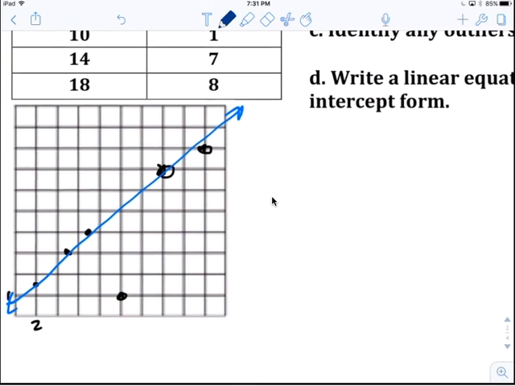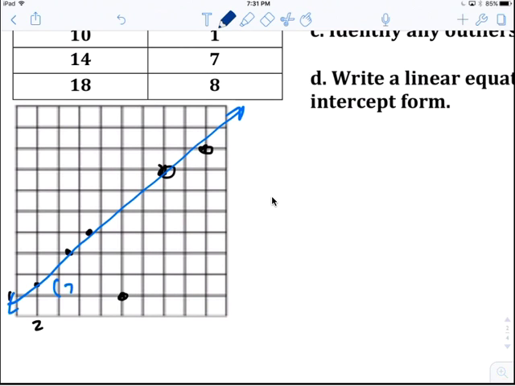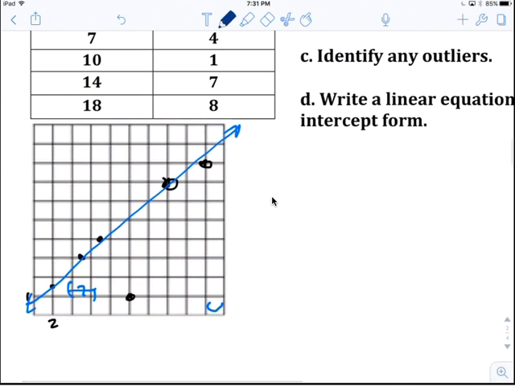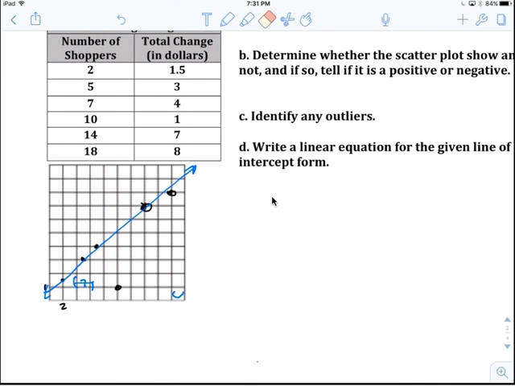And then you would do 2 and 3, 2 and 1.5. No, we wouldn't do the 1.5. Don't ever do the decimal if you had to choose. 5 and 3, 5 and 3 here. And this one here, which is 14 and 7.